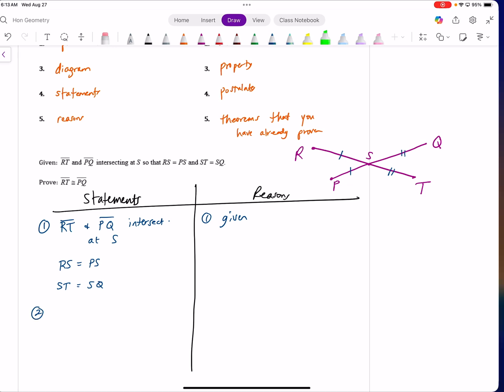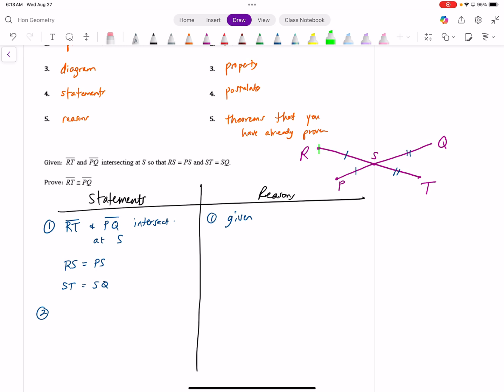We're trying to figure out that R to T, this whole thing right here, is congruent to P to Q, this whole thing right here. So how am I going to get there? Well, I've got to introduce something that will get me all the way from R to T. So let's do this. I know that, let's say, P to S added to S to Q is the same thing as P to Q, that length.